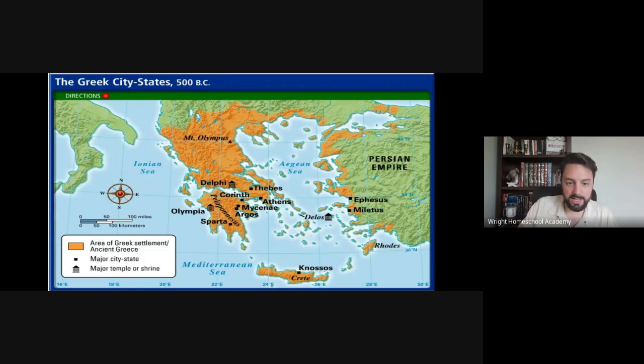Okay, the major city-states are here. We can see Athens and Sparta and Olympia, etc. We even notice places where there are major temples or shrines, like the Oracle at Delphi, where dignitaries and royalty would visit and seek a prophecy from the gods.